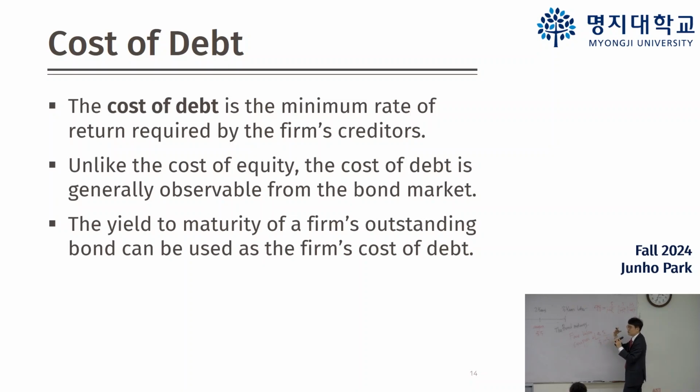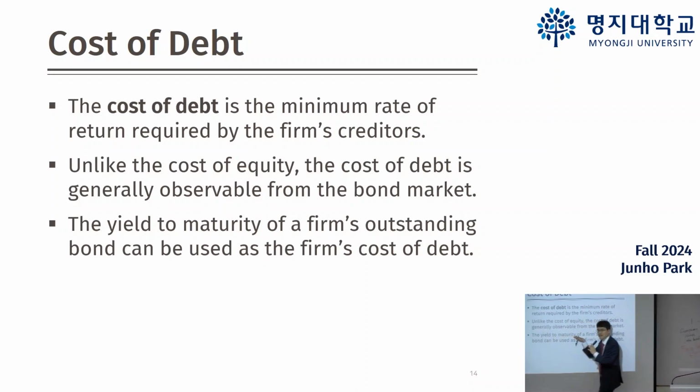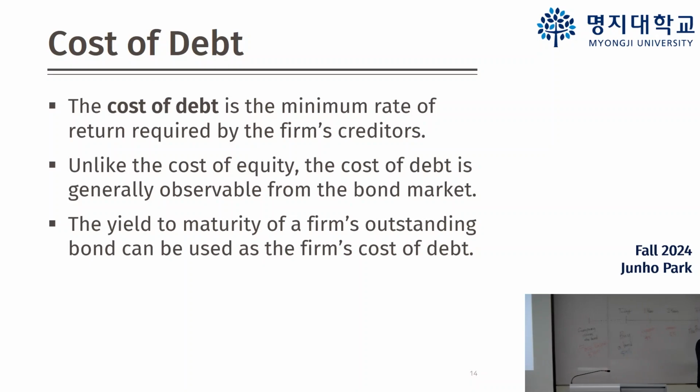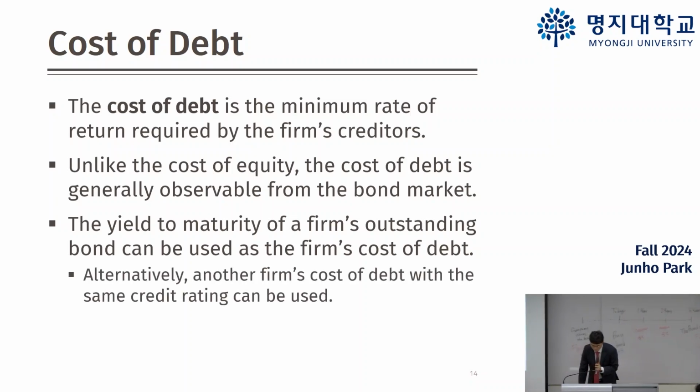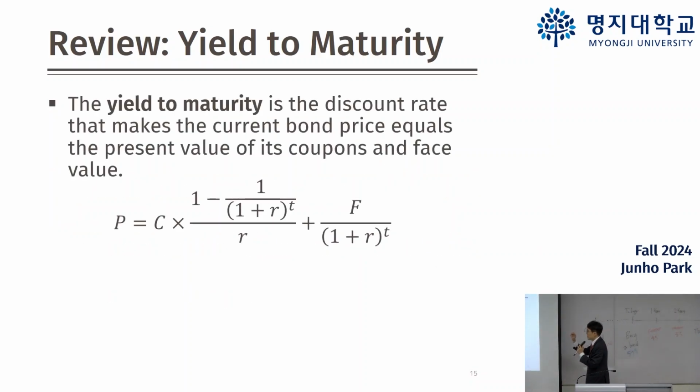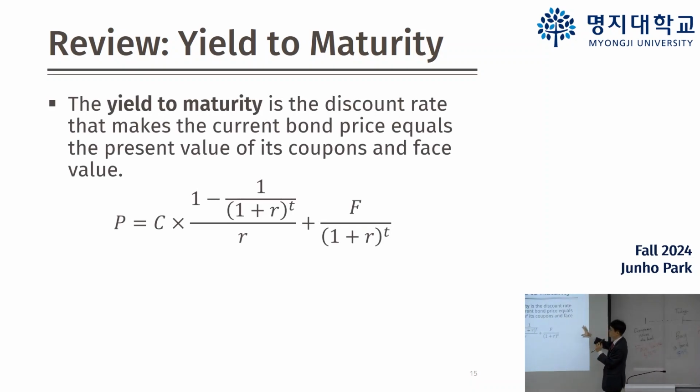So here you can reverse this calculation and find out what R should be in this case. And that is known as the yield to maturity, because it is the yield, in other words, the rate of return that you can get from today to the end of the time, the maturity. So that's why we call it YTM, or yield to maturity. So this is a general formula to get the yield to maturity.